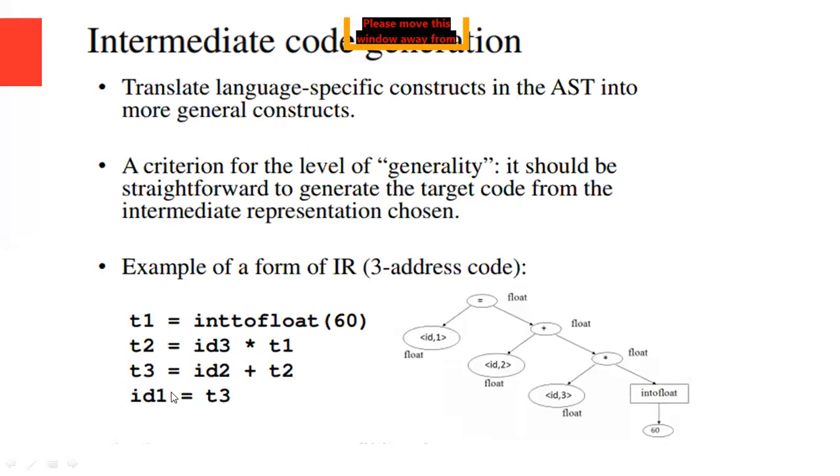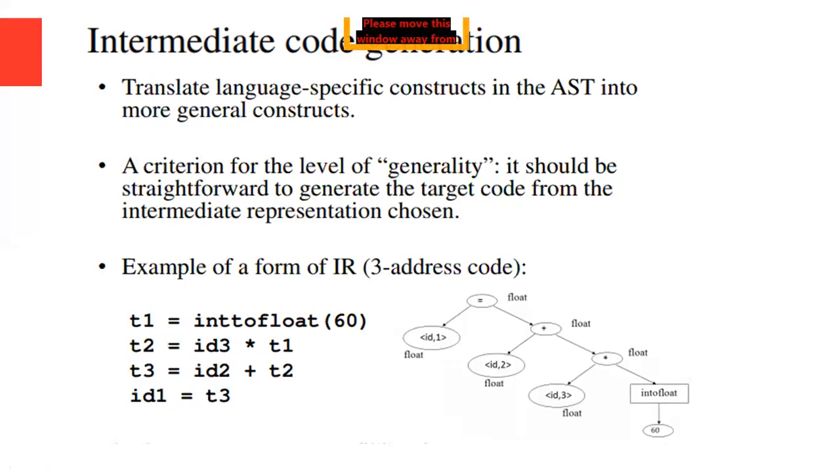So what is the ID1? That is a function. Okay, so this is the intermediate code generation. We are converting the given expression or source program into 3 address code by using intermediate code generation. The best example for intermediate code generation is 3 address code. Okay, so this is the intermediate code generation.